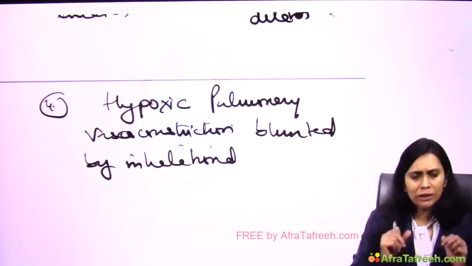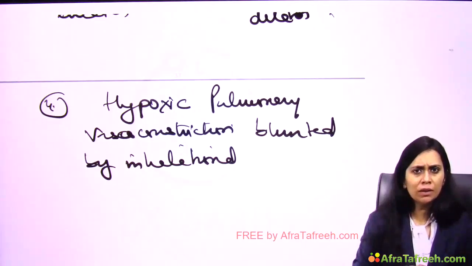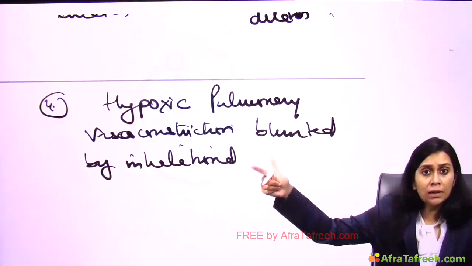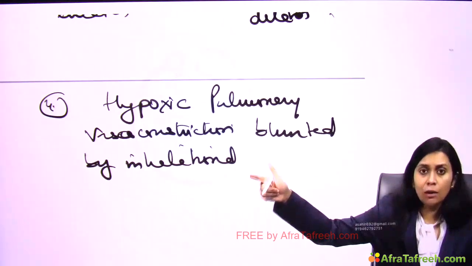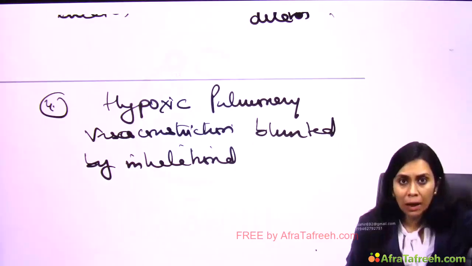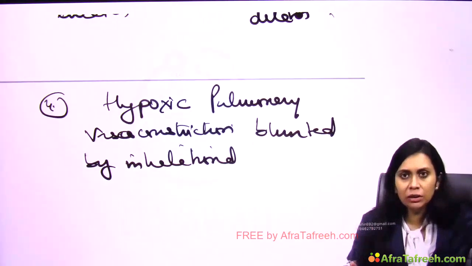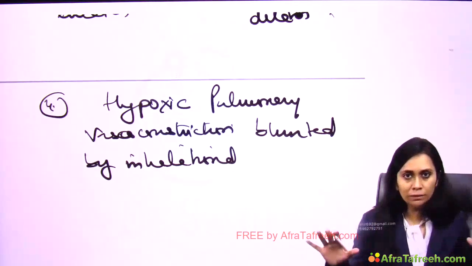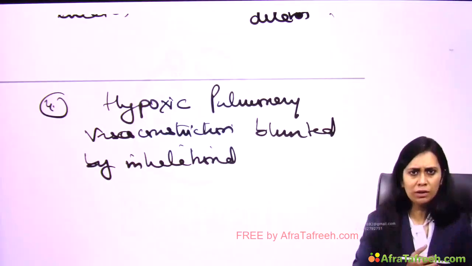Got it? So these are the 4 points which I needed to discuss in respiratory system. All anesthetic agents are respiratory depressant. All blunt the respiratory drive. Most of them are bronchodilator, and inhalational blunts hypoxic pulmonary vasoconstriction and IV maintains hypoxic pulmonary vasoconstriction. Got it? So this was the effect on respiratory system.